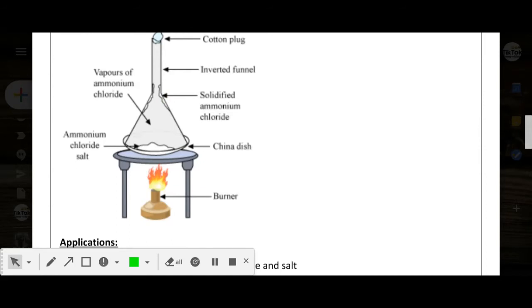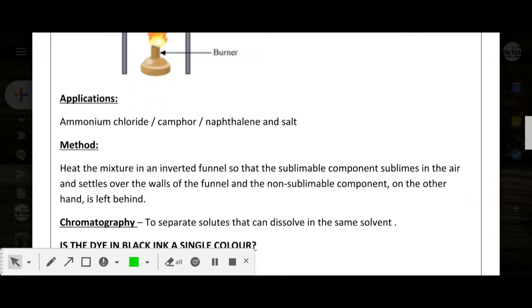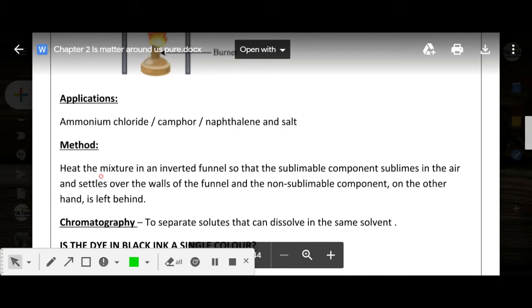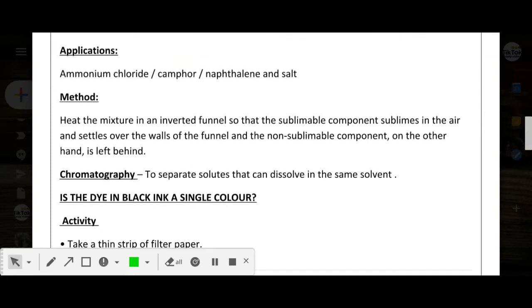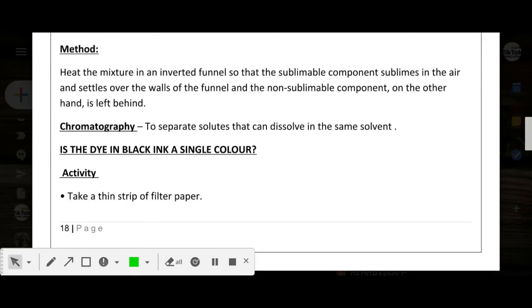So you will observe there will be some ammonium chloride deposited over the terminals of the inverted funnel. So the application is that ammonium chloride, camphor, and naphthalene salt, all these things can be separated out. The method, as I have already told you, is to heat the mixture in an inverted funnel, and the mixture should be kept in a china dish. It sublimes in the air and settles over the walls of the funnel. In order, you can separate these components by using this method, right?